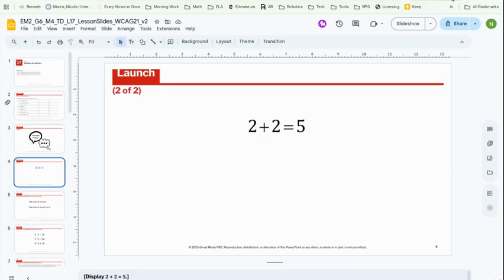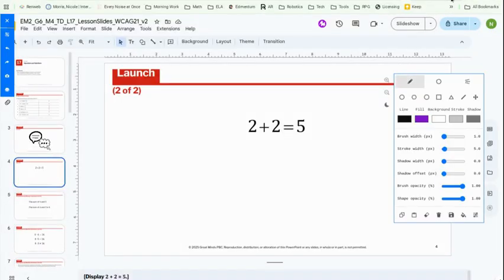So if I ask this question, guys, is this number sentence true? Hopefully you would say, no, Mr. Hayden, 2 plus 2 is 4 and not 5. So this is a false number sentence, because you can write false ones that do not work.